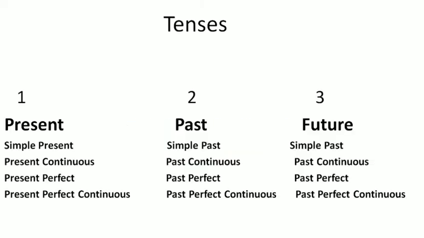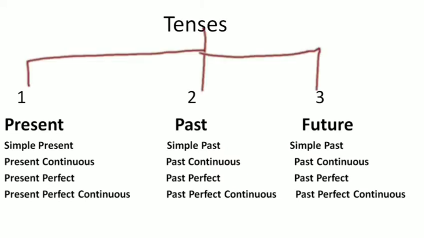In this video, we are going to discuss simple present tense. Before that, we will generally discuss what is tense and what are the categories of these tenses in English. Welcome back to this lesson. There are mainly three tenses in English. These three tenses are present, past, and future tense.